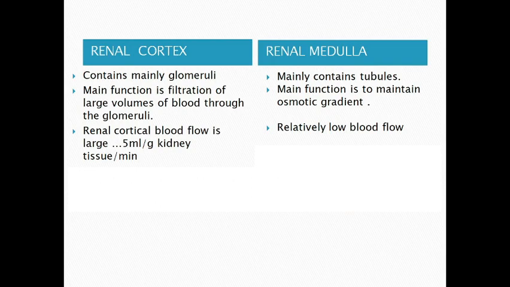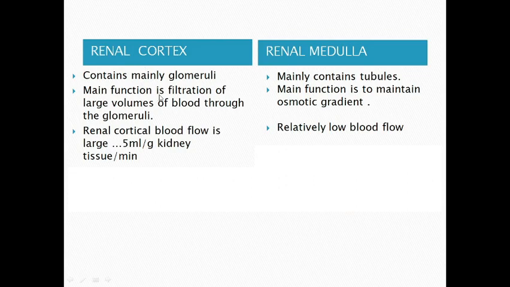Cortex contains many glomeruli. However, renal medulla basically constitutes the tubular portions of the nephrons. So, if a nephron is distributed in the kidney, the cortex contains mainly the glomerular portion of the nephron, and the tubular portion of the nephron is present in the medulla. We'll soon be discussing the parts of the nephron.